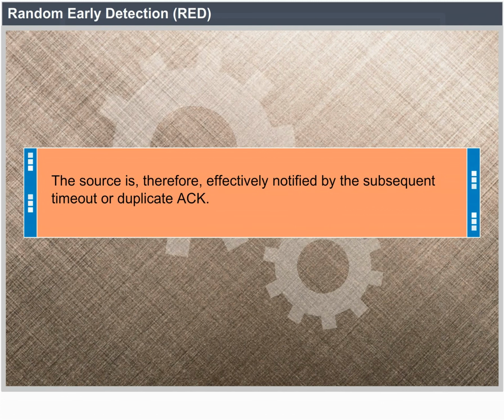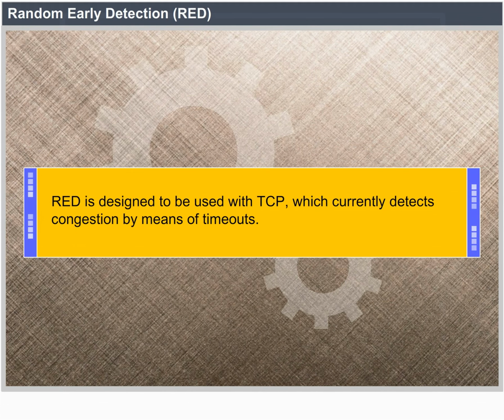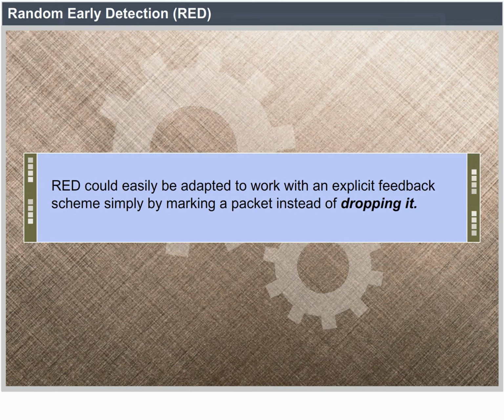RED is designed to be used in conjunction with TCP, which currently detects congestion by means of timeouts. The router drops a few packets before it has exhausted its buffer space completely, so as to cause the source to slow down, with the hope that this will mean it does not have to drop lots of packets later on. RED could easily be adapted to work with an explicit feedback scheme simply by marking a packet instead of dropping it.